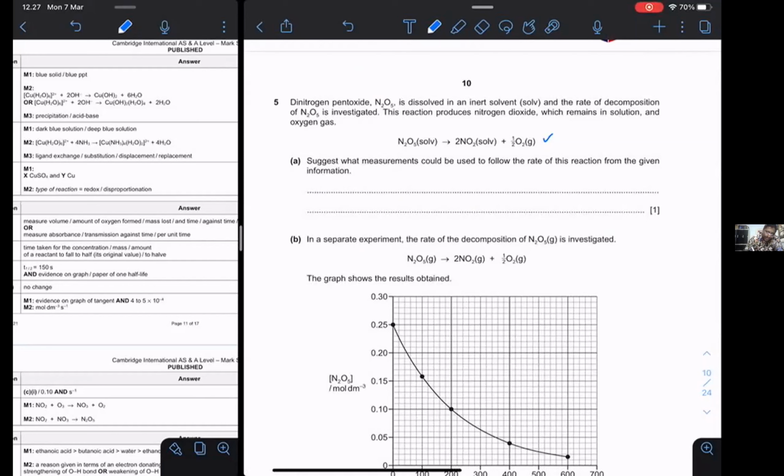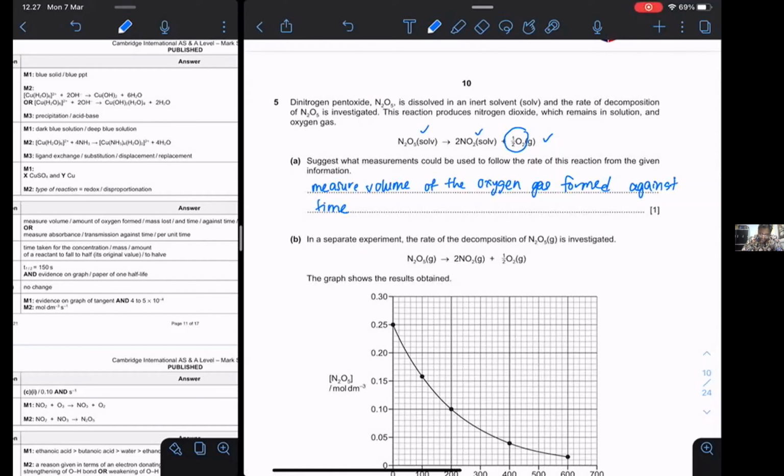So from the given information, you have solvent, and I am producing oxygen gas. So the moment you have gas being produced, the easiest way is to measure the volume of the oxygen gas formed against time. So you can actually do that.